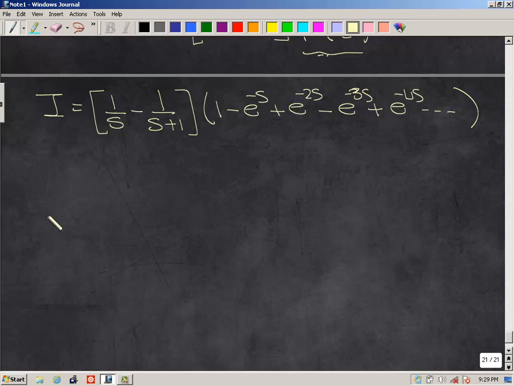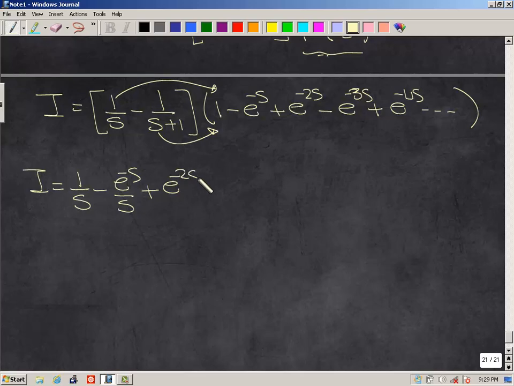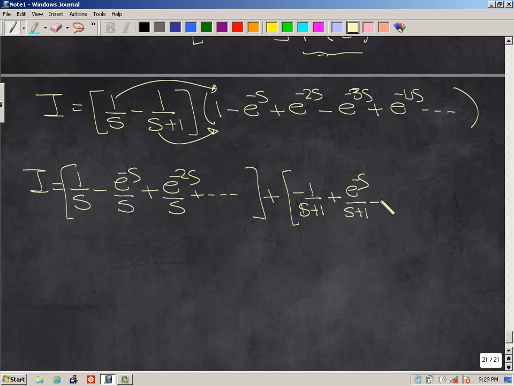Okay, so we're going to go ahead and distribute. We're going to distribute this 1 over s and then this. So we get I is 1 over s minus e to the negative s over s plus e to the negative 2s over s, and so on. That gives us the first part. I'll put brackets. Plus, I'm going to go ahead and distribute this negative. So we get negative 1 over s plus 1 plus e to the negative s over s plus 1 minus e to the negative 2s over s plus 1, and so on.